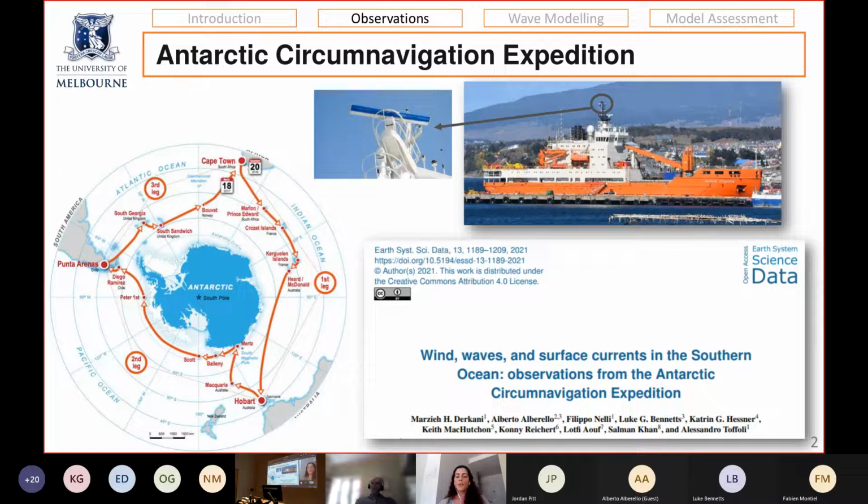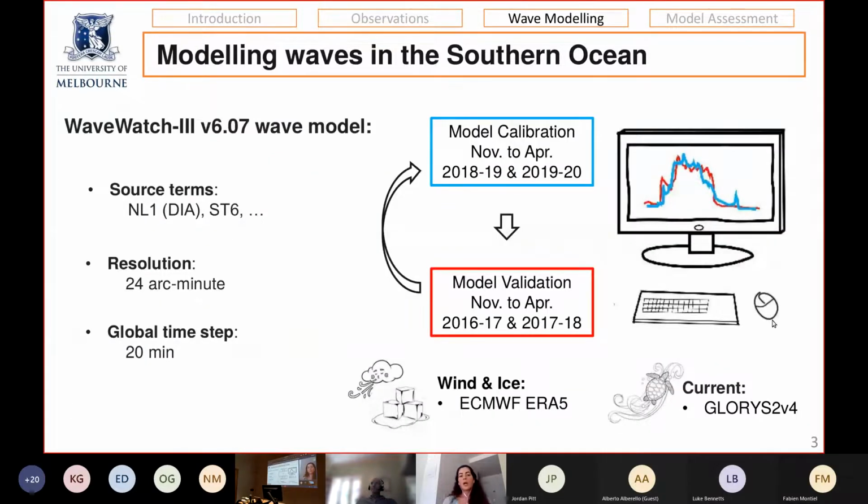We have published this data set and a manuscript about it, and I would refer you to check it out for further details. What I'm going to concentrate on is a wave model that we set up based on these observations to assess the biases in the Southern Ocean and figure out what is happening there.